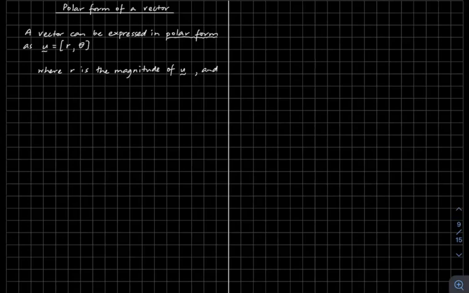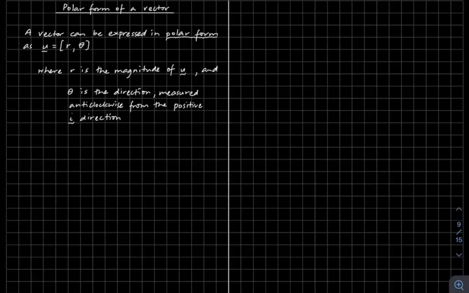In this video I want to consider another form of expressing vectors, and that's polar form. So we've already considered component form. Now our second form is polar form. A vector can be expressed in polar form as u is equal to r and theta, two parameters here. r is the magnitude of the vector, and theta is the direction.